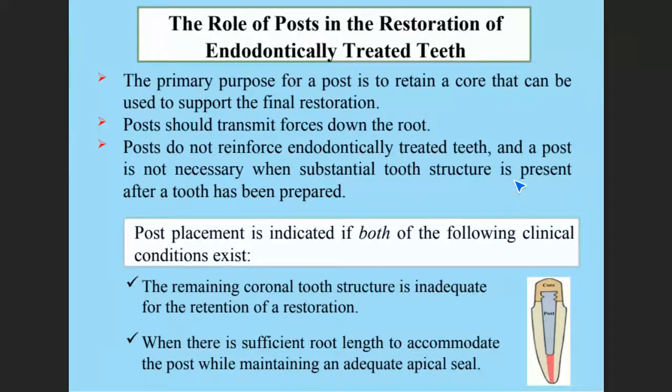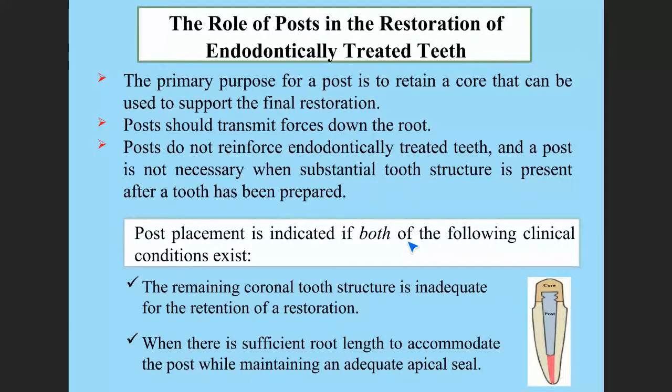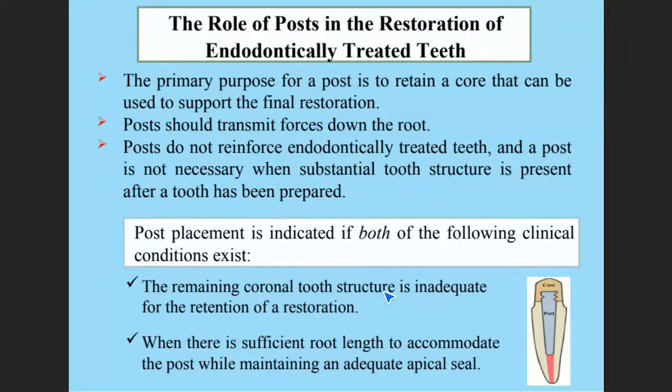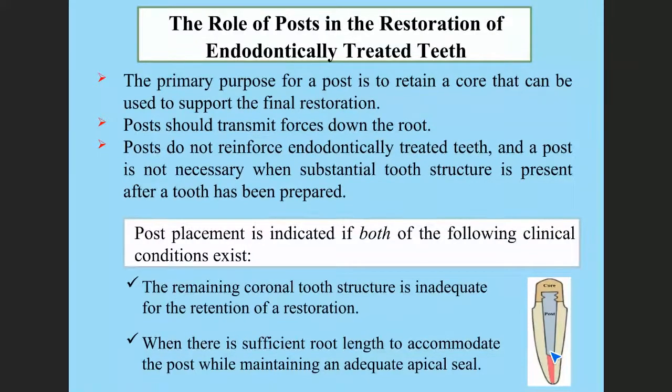So the indication of the post is in two conditions. The remaining coronal tooth structure is not enough for the retention of the restoration, and also when there is sufficient root length to accommodate the post while maintaining an adequate apical seal. So the root length is also important. Sometimes the root is short, and when you place the post, you will affect the apical seal. We will see the recommended post length later.